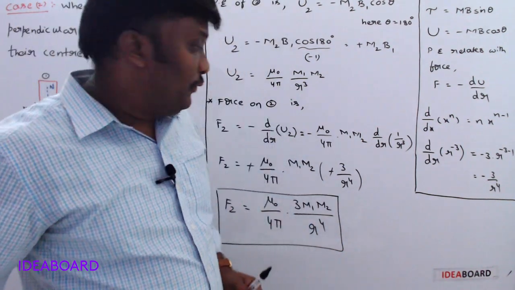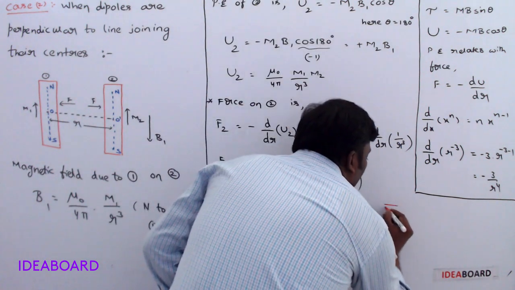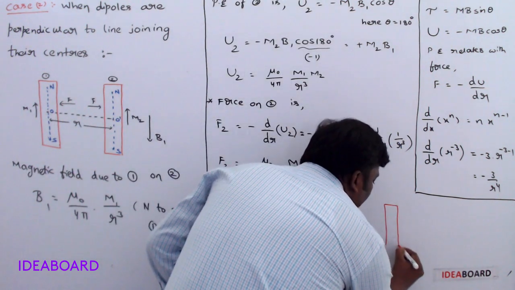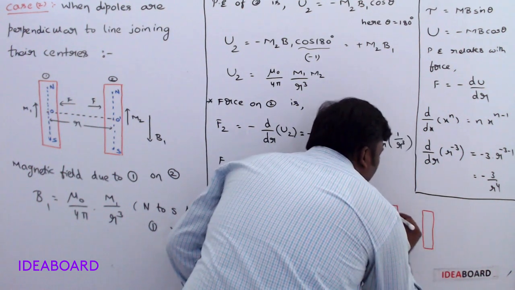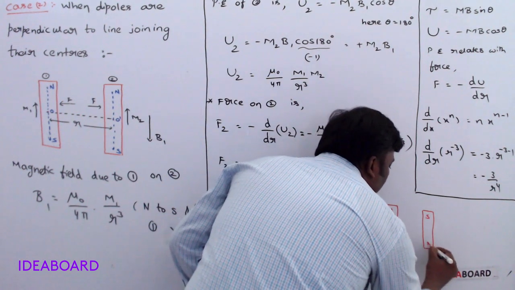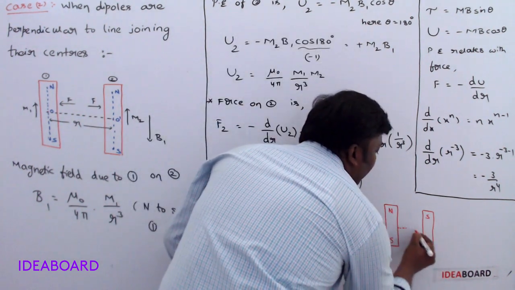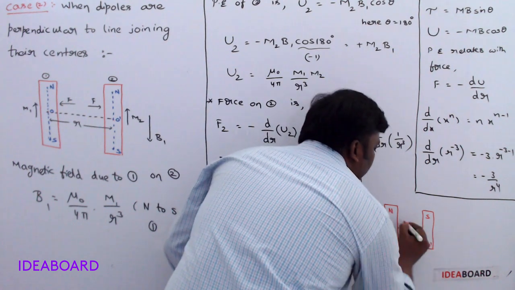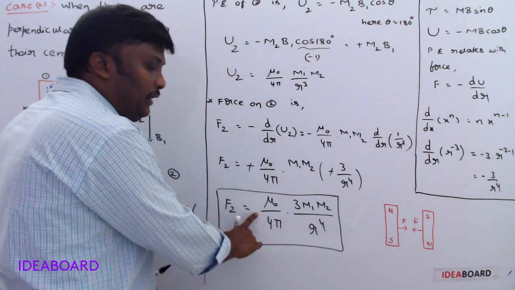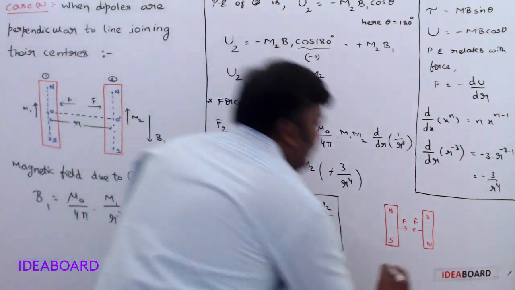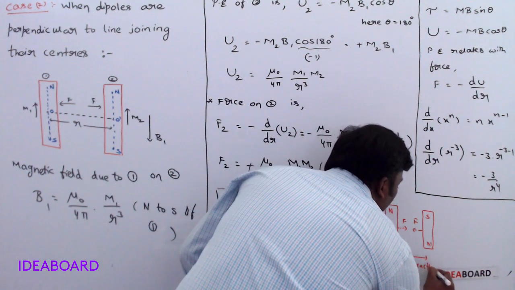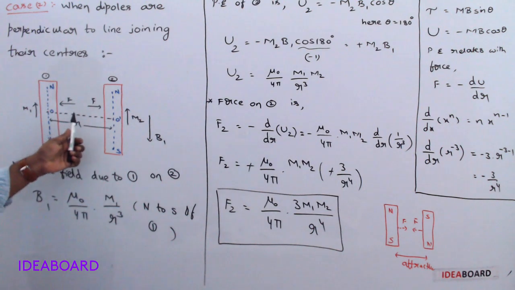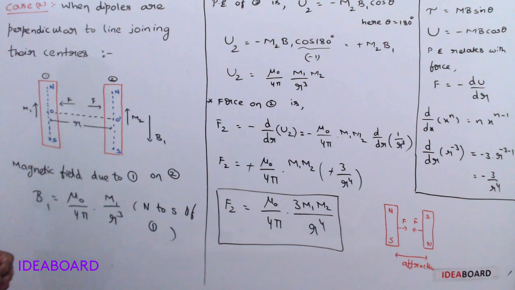Understand? Suppose you place those two magnets lying like this, north pole and south pole. If you place them like this, then the force is attractive. Then we have the negative symbol here, except that there is no variation. So here the force is attractive, and here the force is repulsive. Understand? This is case 2.